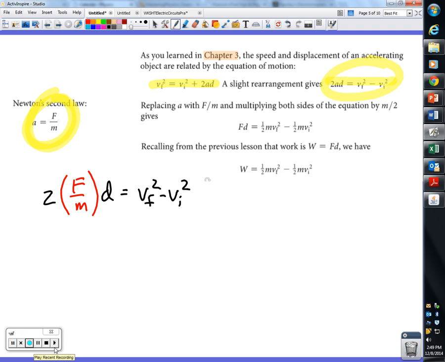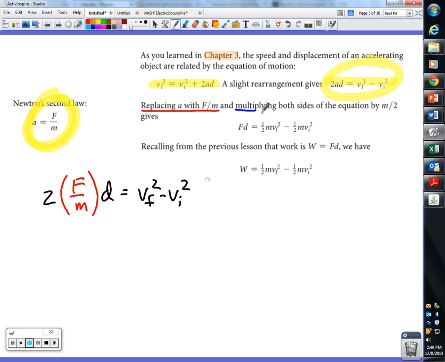Does that make sense? How I got to that? Okay. Now, over on the left-hand side, look, we have a force and we have a distance. And we talked about that force and distance are the two factors that affect the amount of work that's done on an object. There's a couple other things over there. So, like it says, we just replaced A with F over M. Okay, that's what gave us this equation.